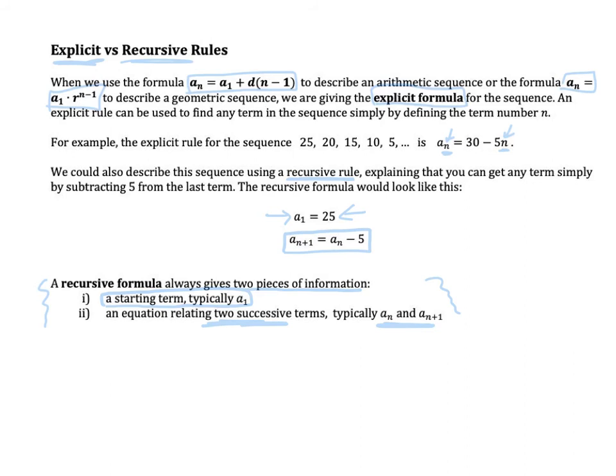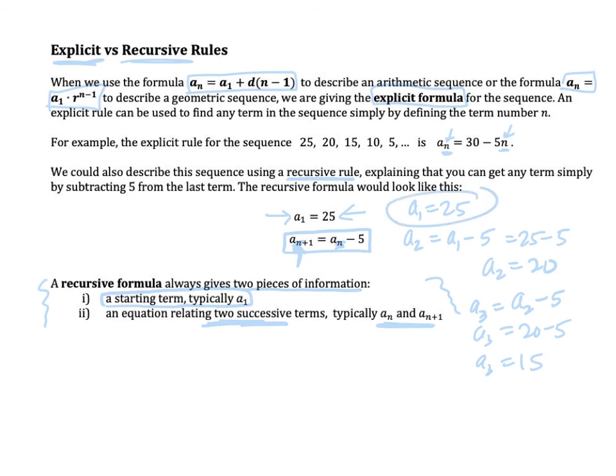So if we look at this example up here, if a sub 1 is 25, then a sub 2 is what? Well, I have to plug in 1 for n, so that's a sub 1 minus 5, right? So a sub 2, when we plug in 1 for n, we get 25 minus 5, so a sub 2 is equal to 20. We get a sub 3 by plugging in a sub 2. We plug in a 2 for n, so we get 20 minus 5, so a sub 3 would equal 15.